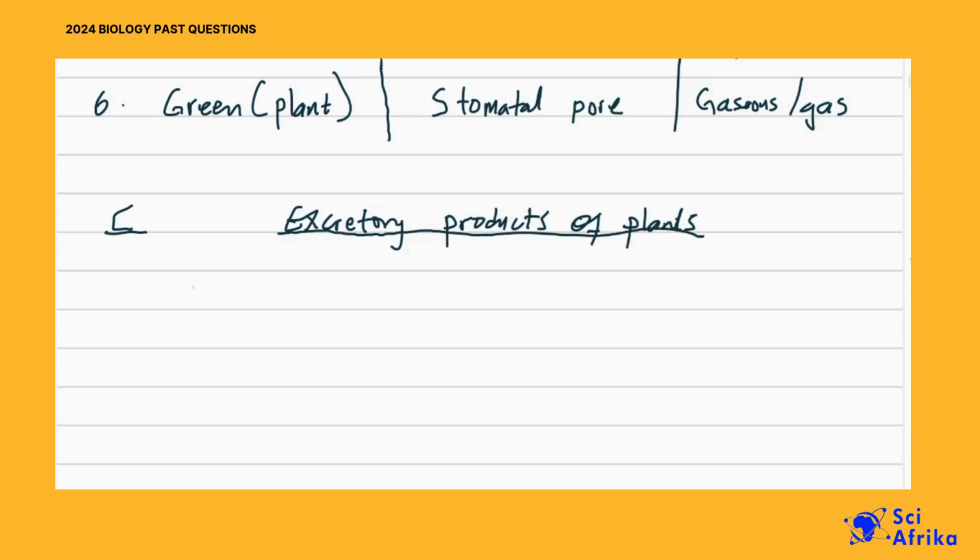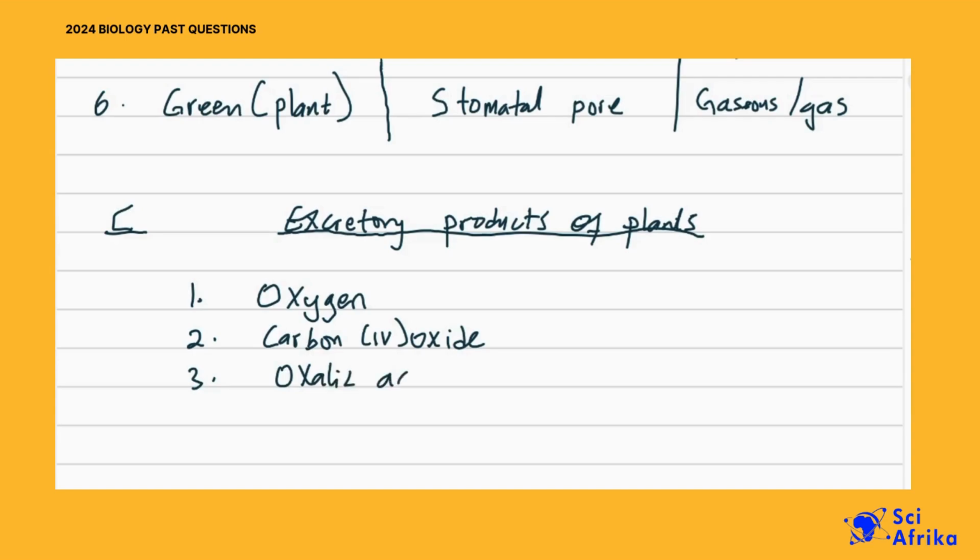The first one we'll treat is oxygen. Plants give out oxygen during excretion. They also give out carbon dioxide. Plants also give out oxalic acid. They give out cocaine.